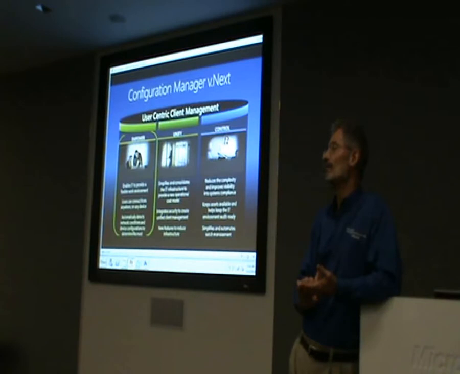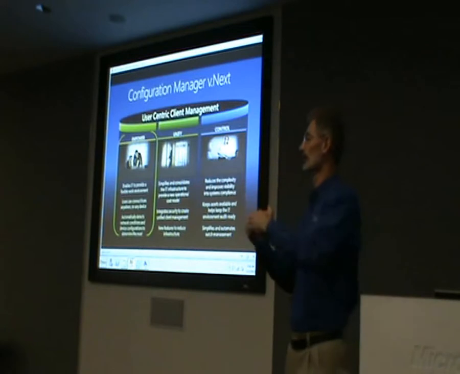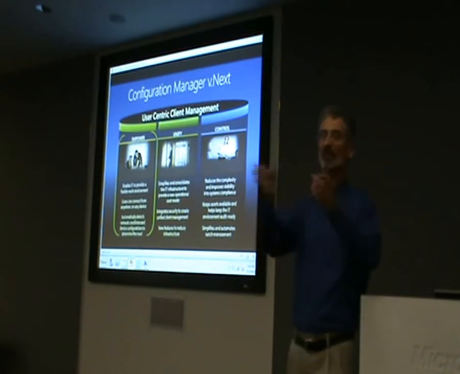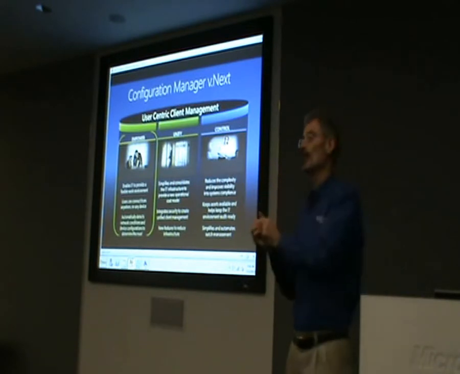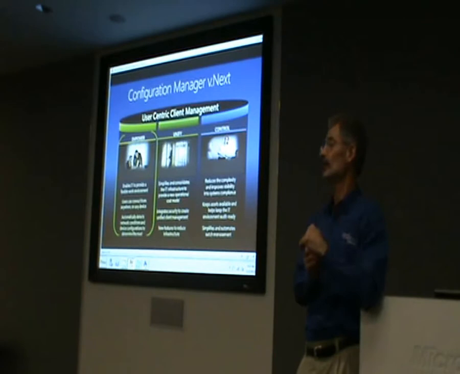Applications have multiple what we call deployment types. A deployment type is what you would know today as a program. A program is a command line to install. We now have deployment types. But the cool thing about deployment types is you can have multiple deployment types per application.